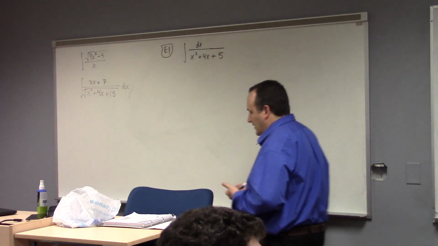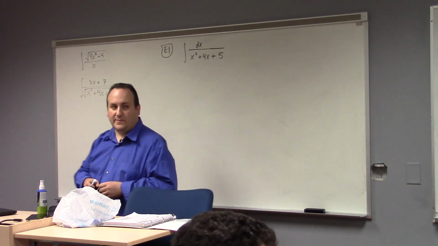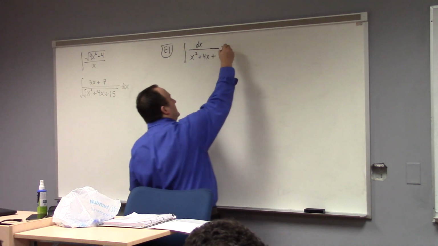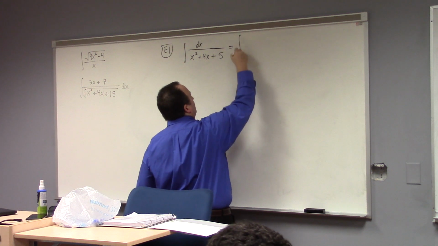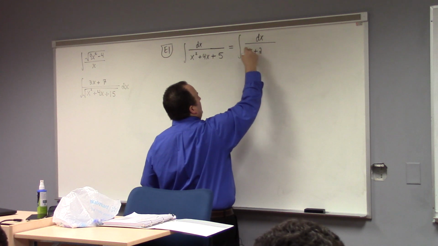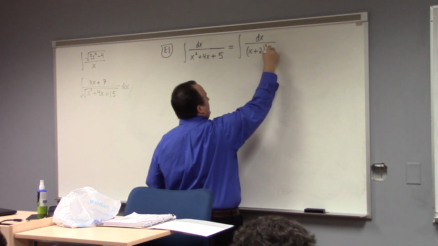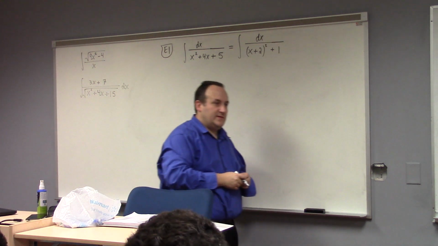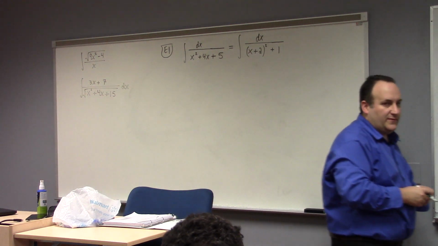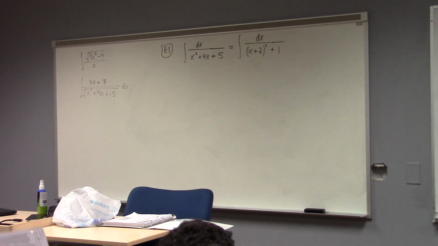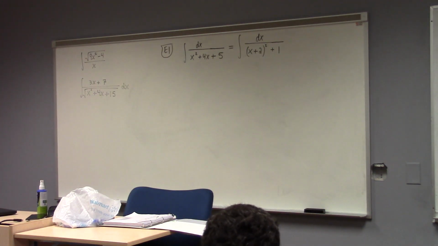But before that, I need to take a walk down memory lane and remind you that we know something about quadratics. You can complete the square on it. So this is really dx over (x plus 2) squared plus 1. What we're looking at is something of the form variable squared plus 1, so I think back to which is the right trig substitution. Apparently a tangent substitution is the right one to go with here.